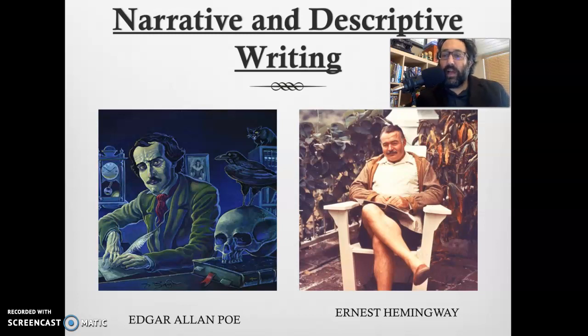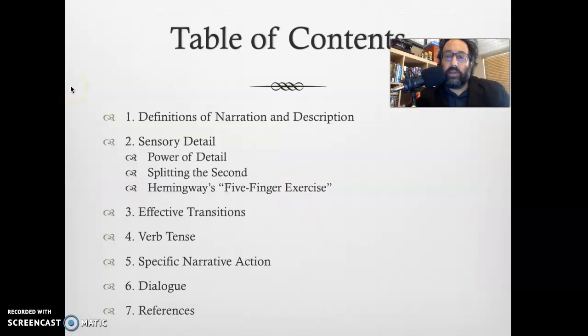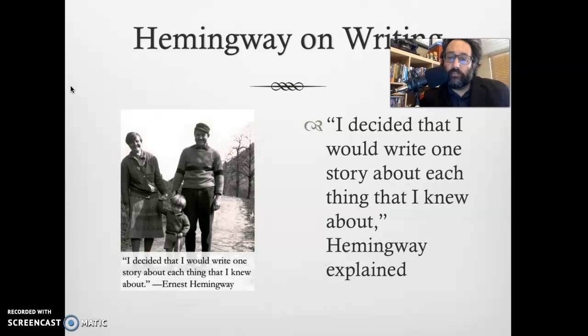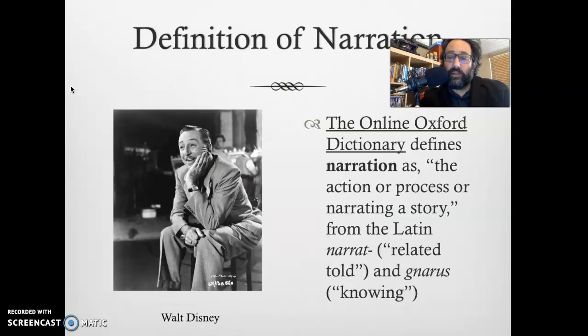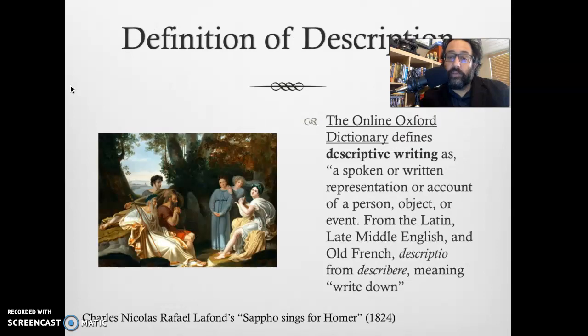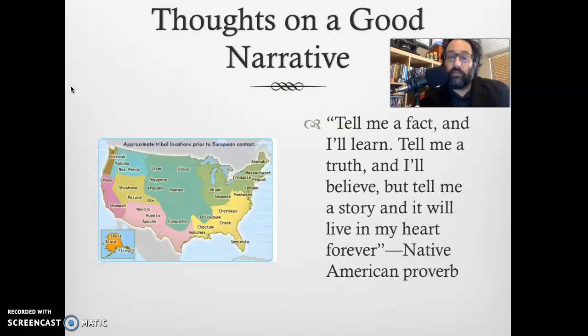All right, today we're going to look at narration and description. Now, in essence, what you're doing in this first essay here is really just to tell a good story. And it's a good idea to, as Hemingway said, write about something that you know about. That's key, because what narration actually means comes from the word narrare, meaning to know or knowing. So you need to know the story, you need to describe the story.